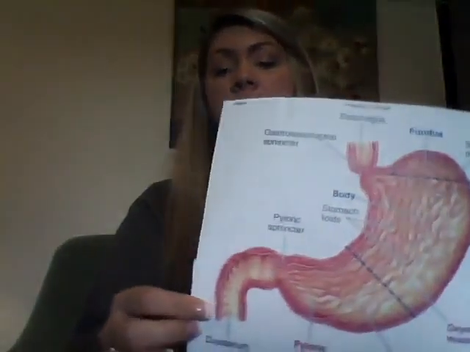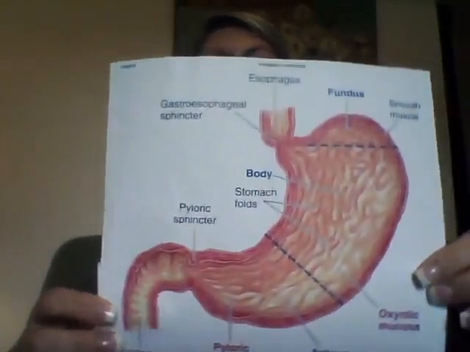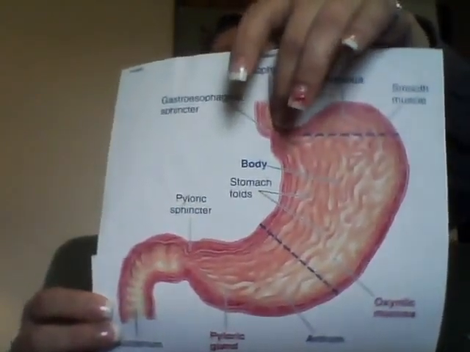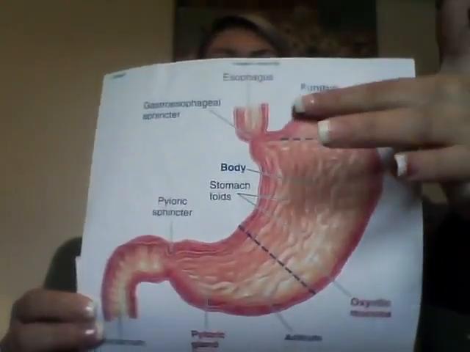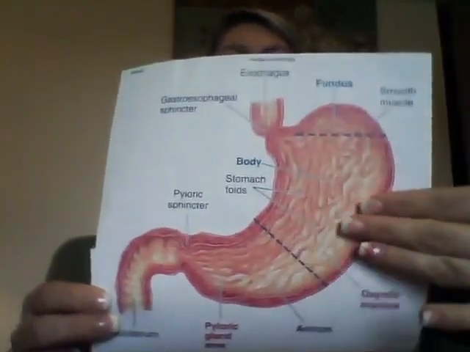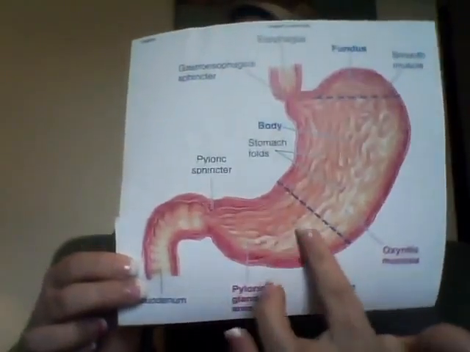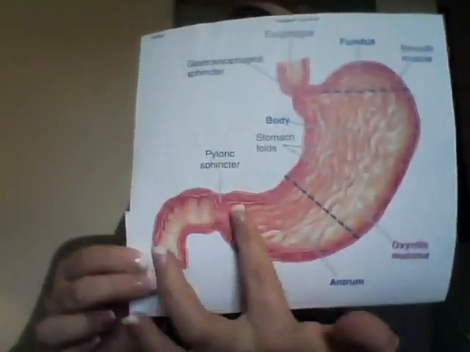The monogastric stomach also has different parts or sections. We have the cardia, which is this area here, the fundus, the body, the pyloric antrum, and the pylorus.